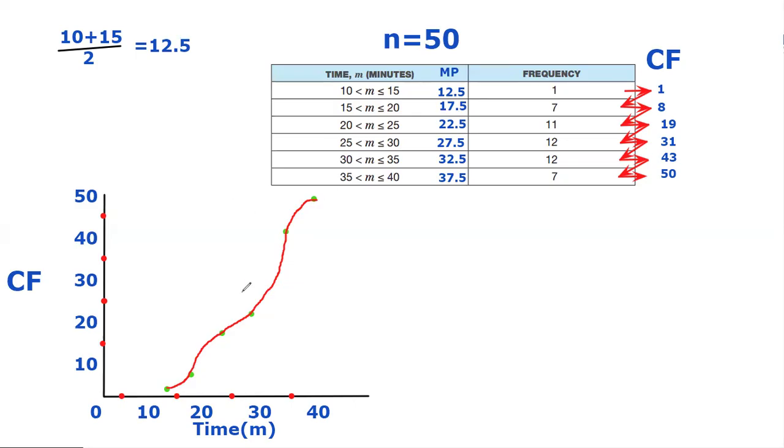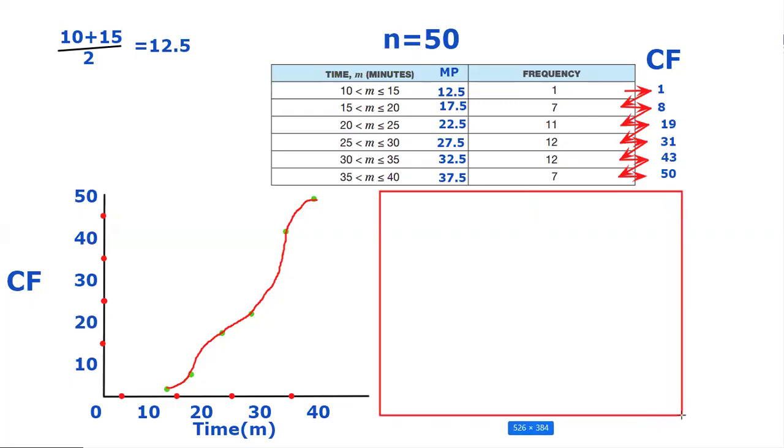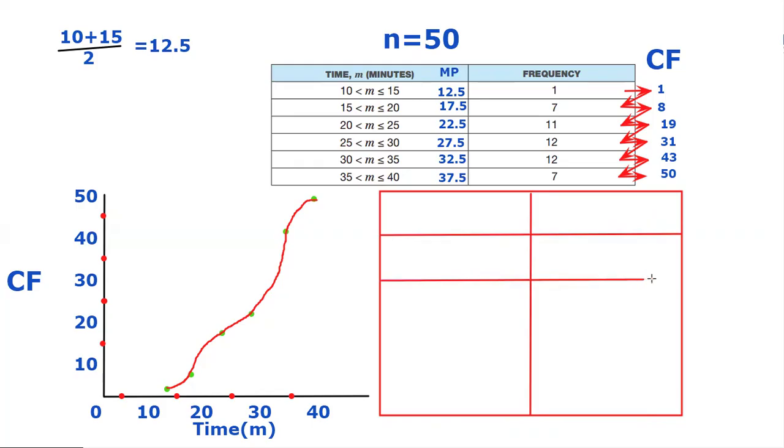This line will help me solve the rest of the question, which is finding the Q1, Q2, Q3, and the IQR. So basically, let me first make a box here to show you how to find these quartiles. This box, I'm going to divide it into 4 compartments. The first one is for finding the value of Q1, Q2, and Q3. And then the last one will be for the IQR.